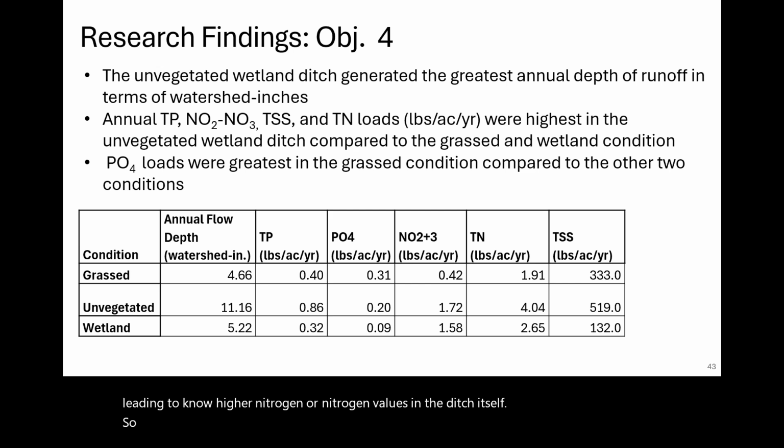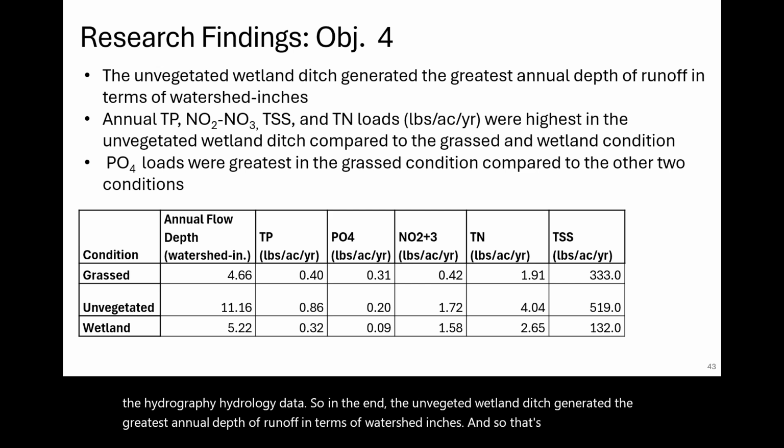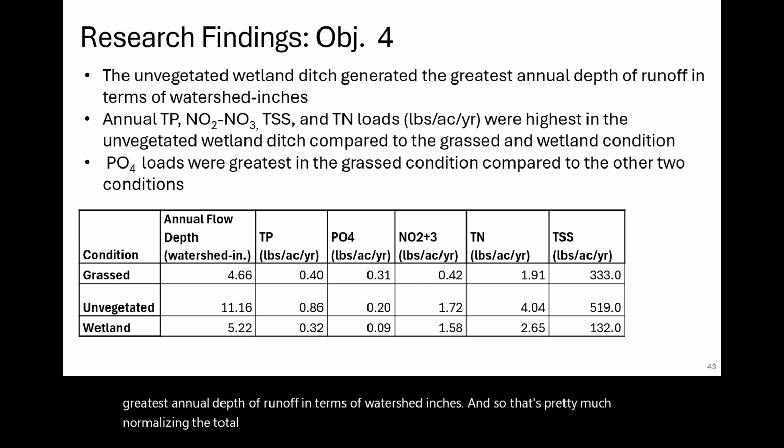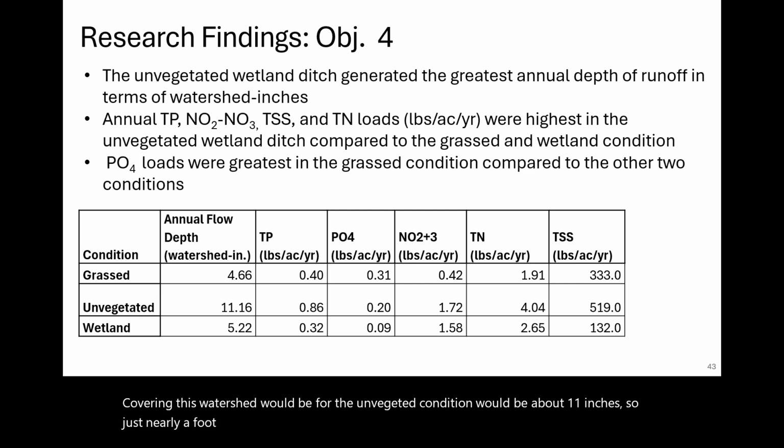So, in conclusion, if we look at the loading rates, which we found using the water quality data and the hydrology data, the unvegetated wetland ditch generated the greatest annual depth of runoff in terms of watershed inches. That's pretty much normalizing the total runoff over the watershed. If you imagine the entire runoff for a year covering this watershed, for the unvegetated condition it would be about 11 inches. So nearly a foot of water covering the whole watershed, and that's how much runoff it produced for the year. So quite a lot.